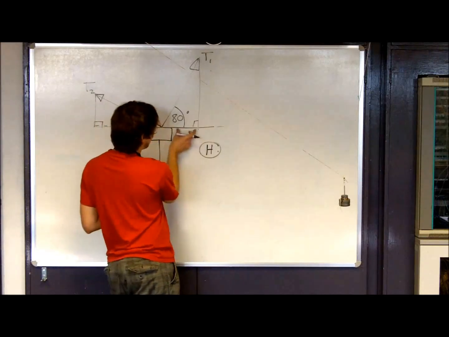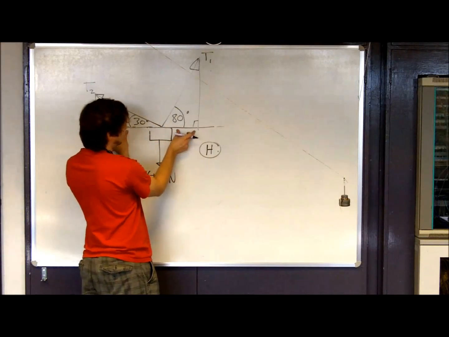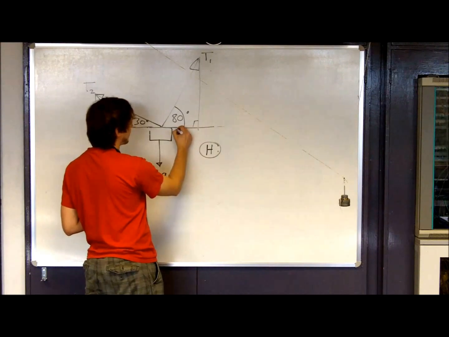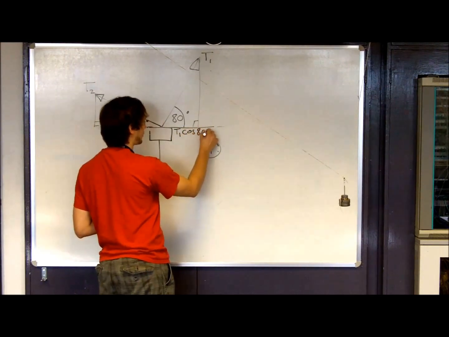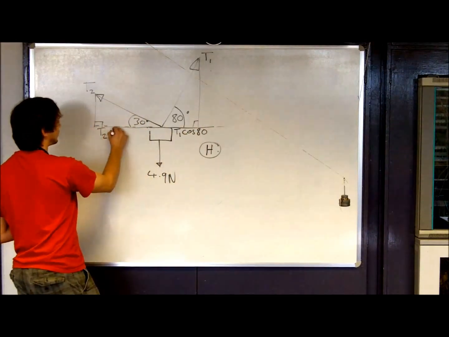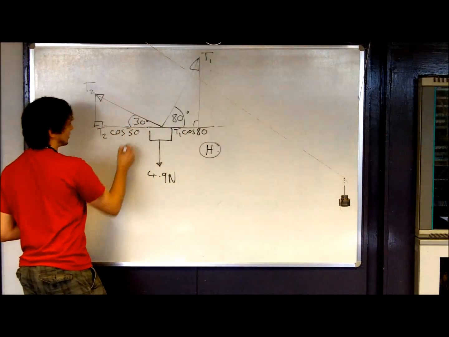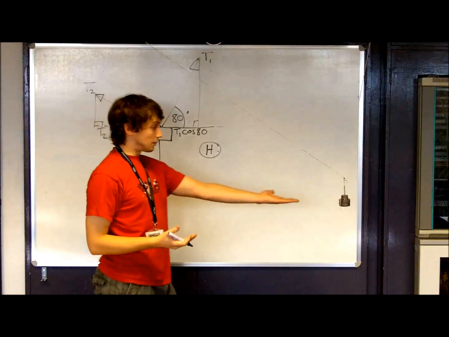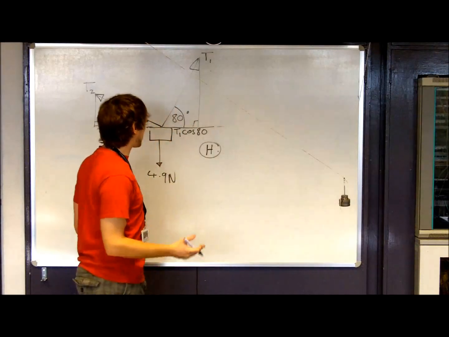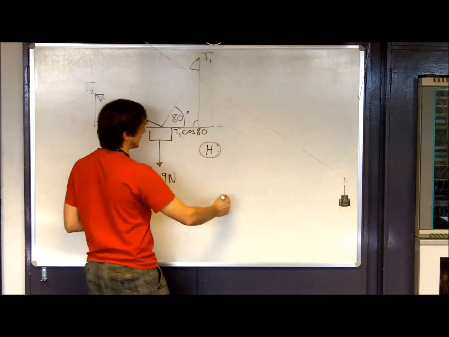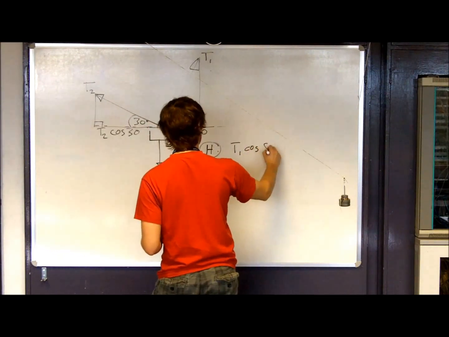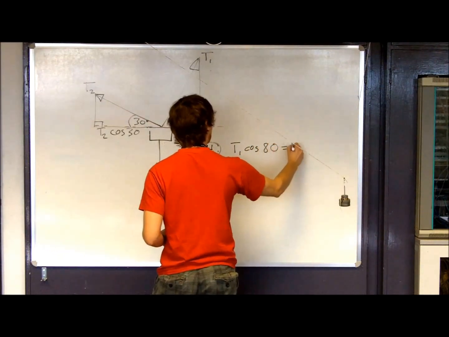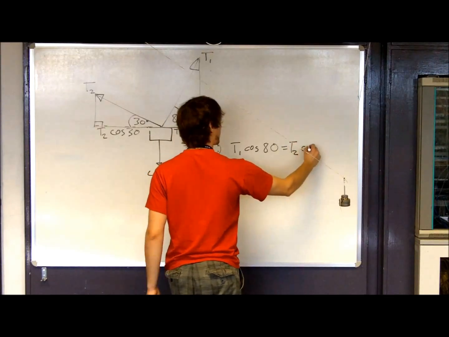And we should know, because I'm dealing with the two adjacent sides to our angles, that this is going to be T1 cos 80 and T2 cos 30. Now, because that's in equilibrium, it's not moving anywhere, they must be equal. There's nothing else acting in a horizontal plane. So we can have T1 cos 80 must be equal to T2 cos 30.